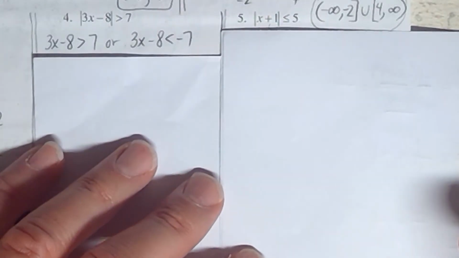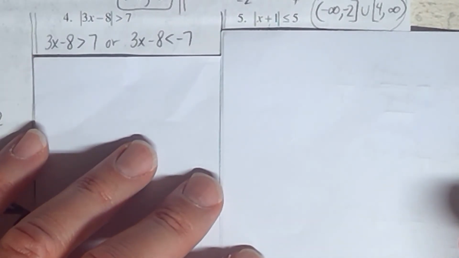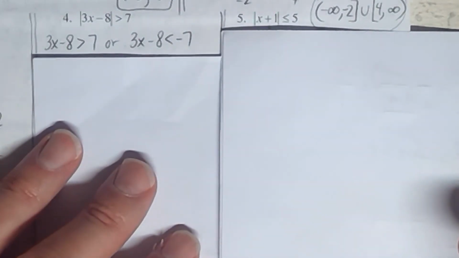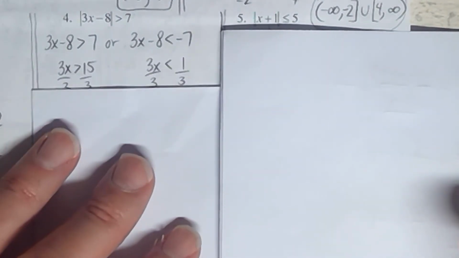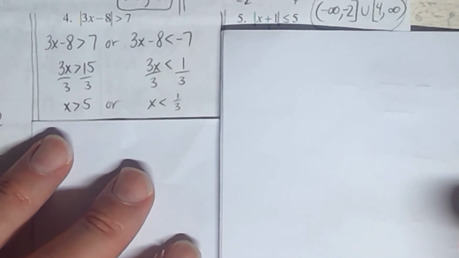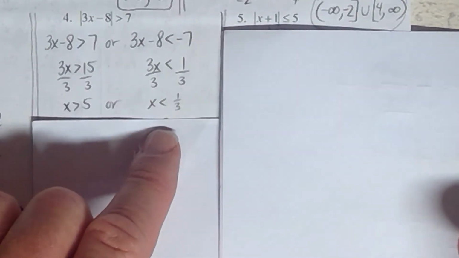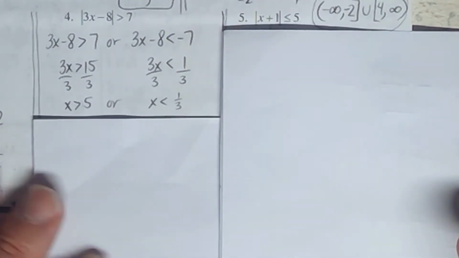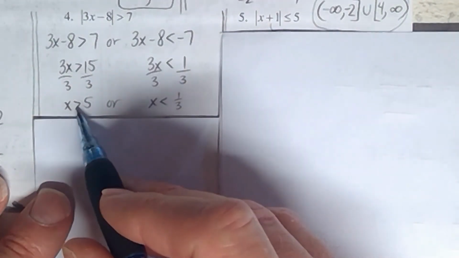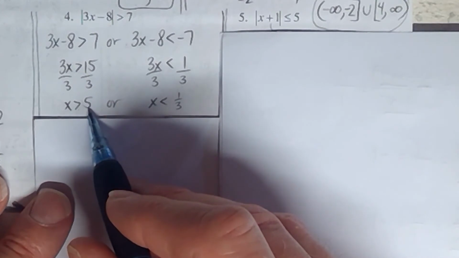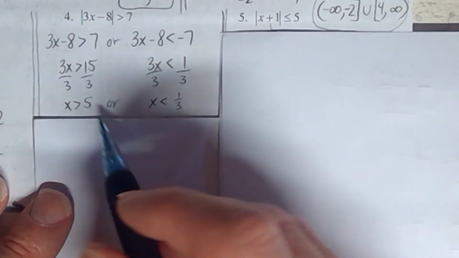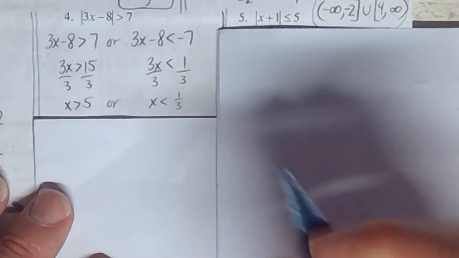Now that we've gotten rid of the absolute value bars, we then solve those inequalities, doing the normal steps right here. And we end up with those two numbers right there, x greater than 5, x less than 1/3. So again, we have greater than the bigger number because 5 is bigger than 1/3. Greater than the bigger, less than the smaller.